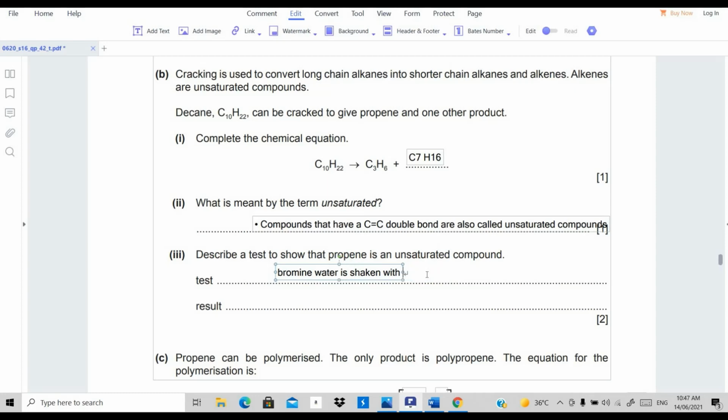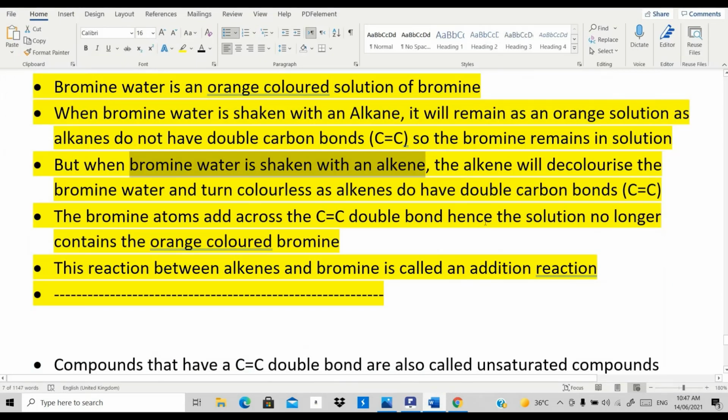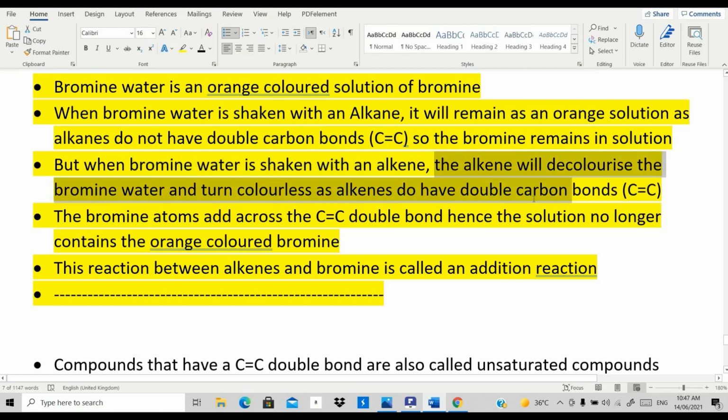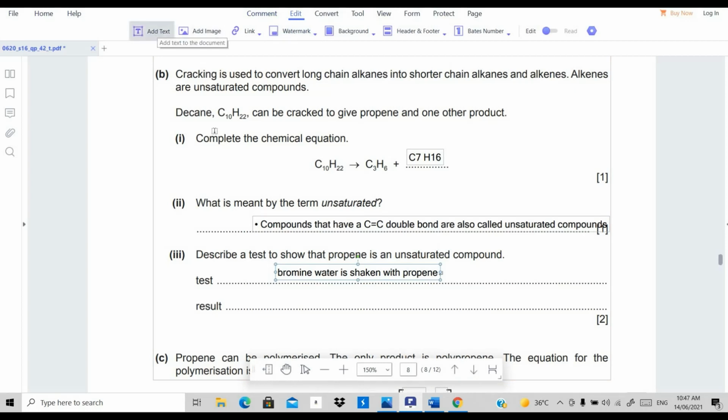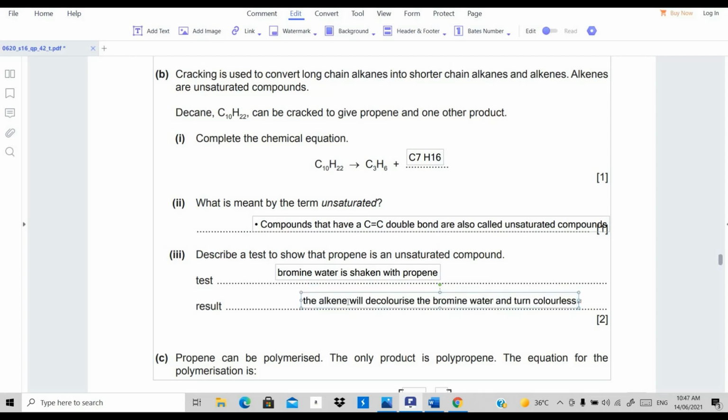What is the result? The result is mentioned in itself. The result will be the alkene, the propene will decolorize the bromine water and turn colorless. No reason is required, only the result is required. This is your answer. Propene. Replace the alkene with propene. Great.